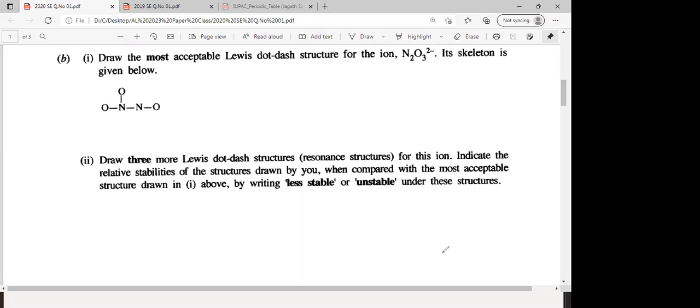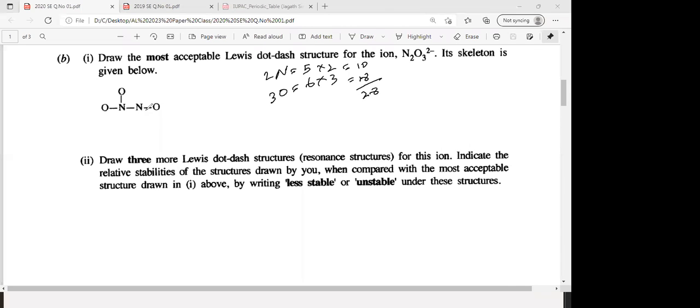Now, if you want, I'll start from the basics. Let's see the total electrons in the system. Nitrogen valence shell, 5 electrons. Oxygen valence shell, 6 electrons. So how many oxygen here? 3. So 6 into 3. Nitrogen, 2 nitrogen, therefore 5 into 2. Then you get the total 10 here and here 18. Then you get here 28.